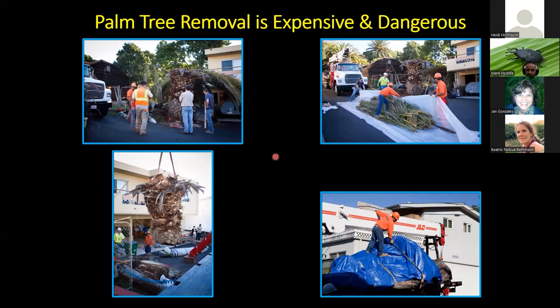You cannot burn this material. A palm trunk will not burn. You'd have to pour hundreds of gallons of gasoline onto the trunk to get it to incinerate properly. So having it removed, chipped and buried is the best way to deal with this.